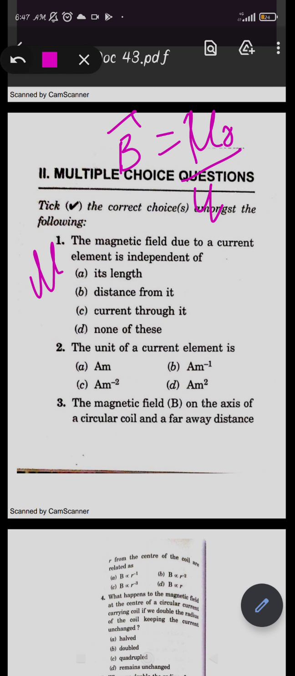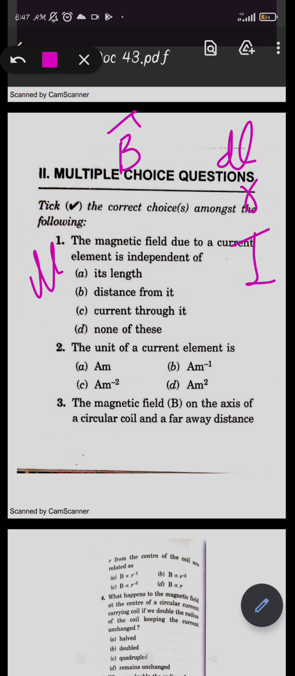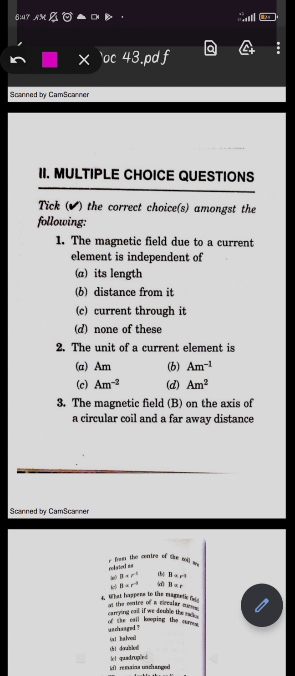So what are the things that it depends on? It depends on the length, that is dl, it depends on r, and it depends on the current. So I, dl and r, all three, are involved. So the answer will be that it is none of these, that is, it does not depend on any of the options given here.